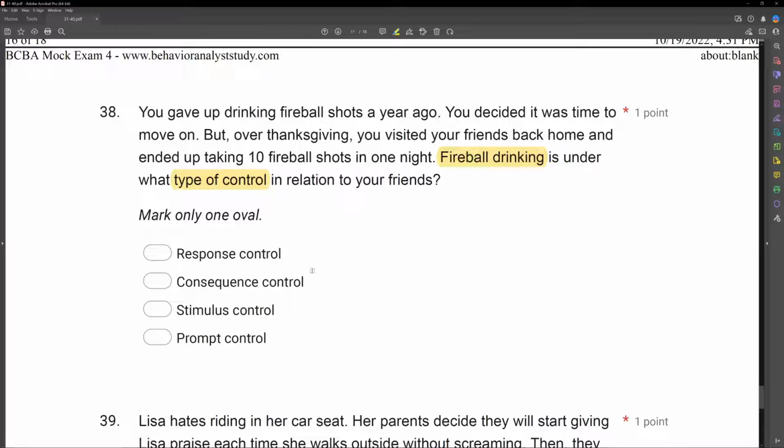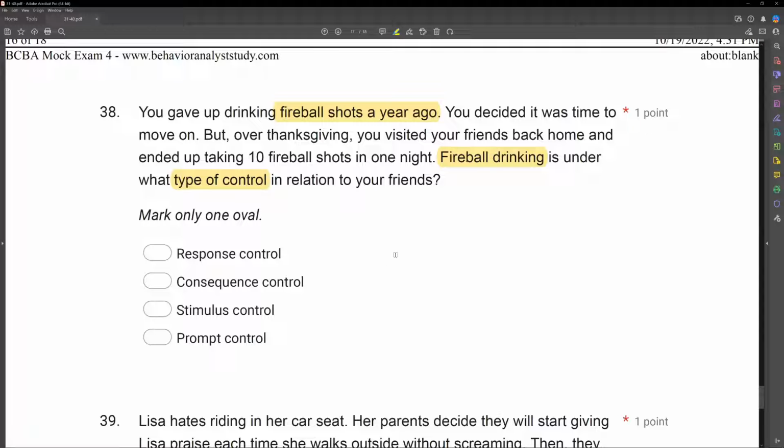In relation to your friends, meaning your friends come around, all of a sudden you're drinking Fireball. Before that, you hadn't drunk Fireball for a year. So something in your environment changed, your friends, and all of a sudden you're drinking Fireball. So what do we know about a change in the environment that increases the frequency of a behavior? What do we call that? What kind of control is that?